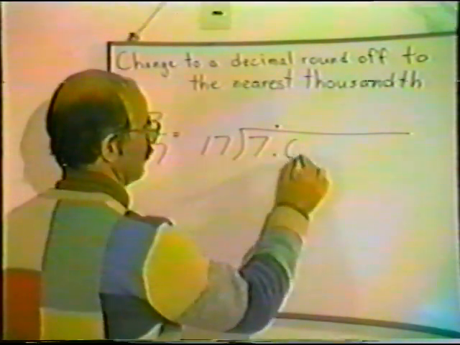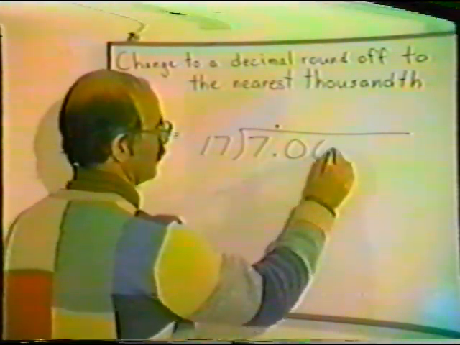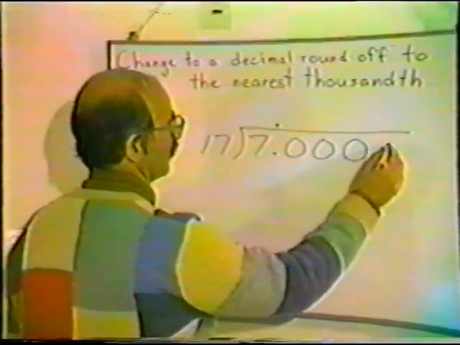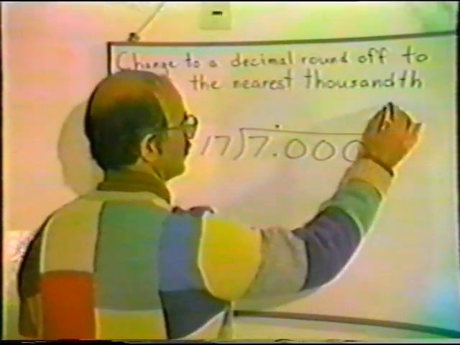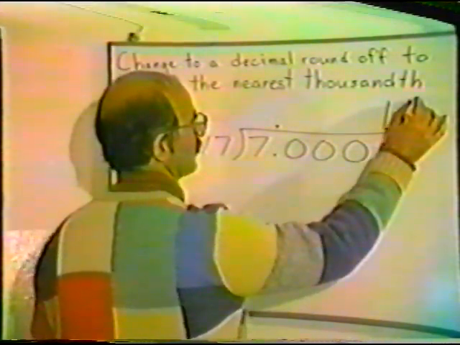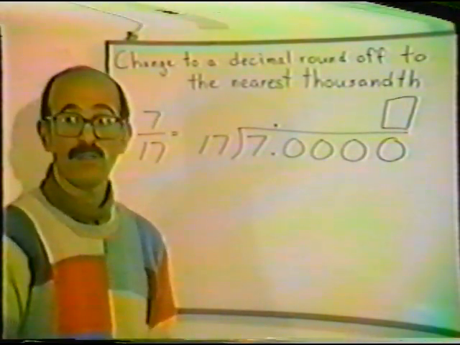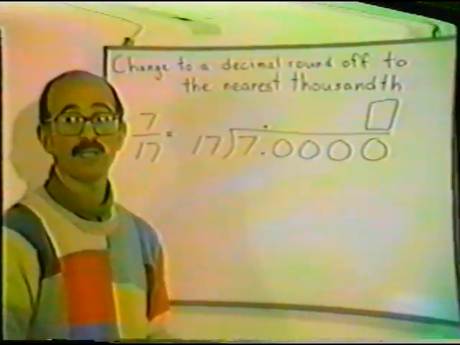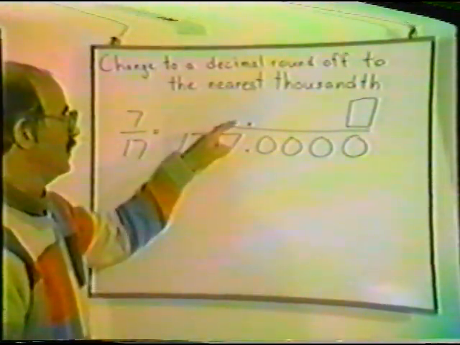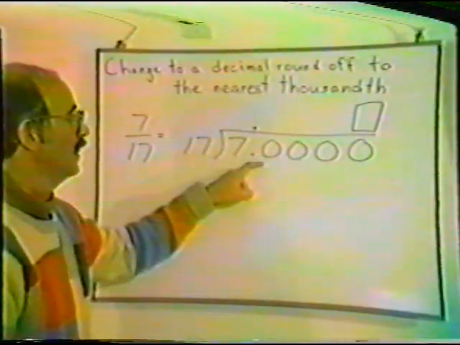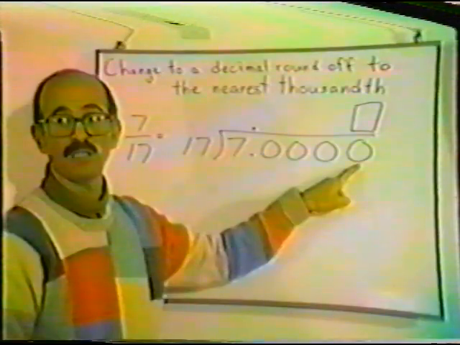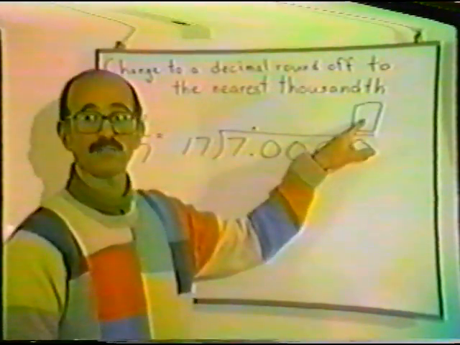Tenths, hundredths, thousandths, one more place, the 10,000th place. You should do all this work before you begin to divide. Get your decimal point in your answer, as many zeros as you need, and this little box which tells you when to stop dividing.